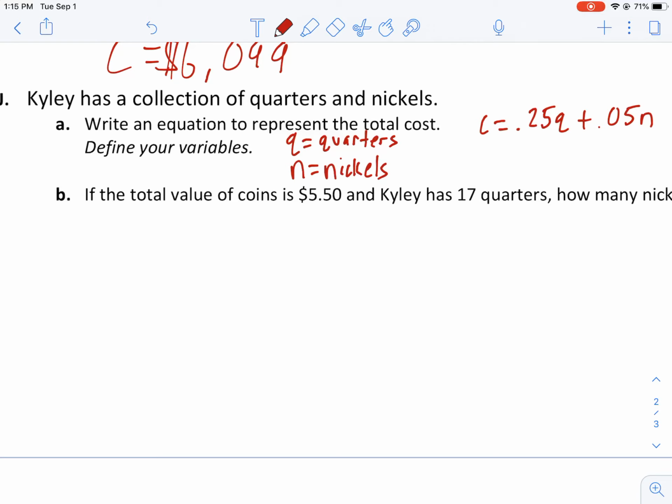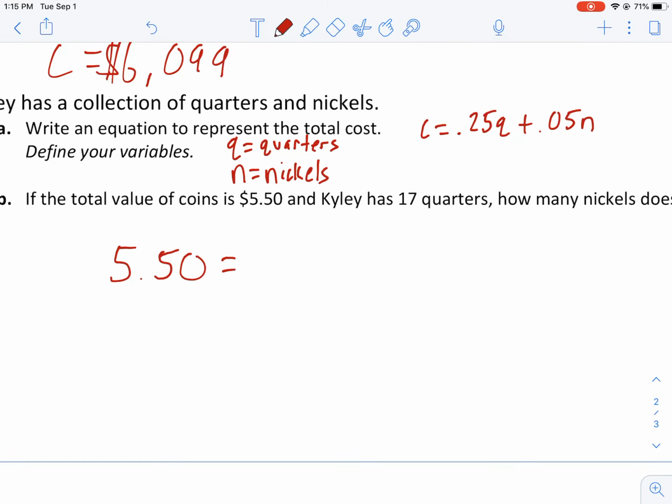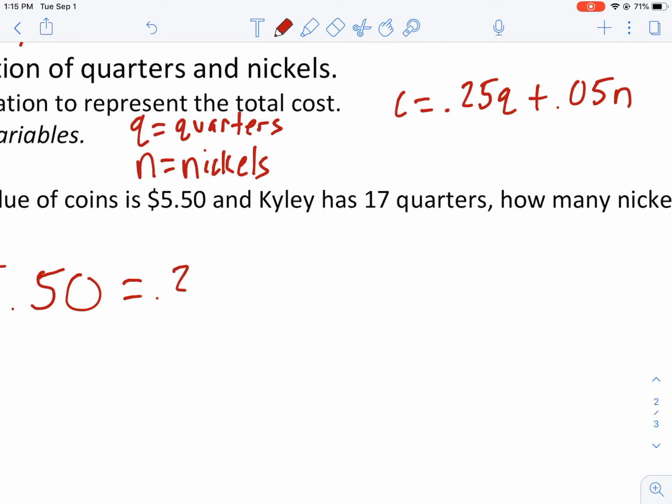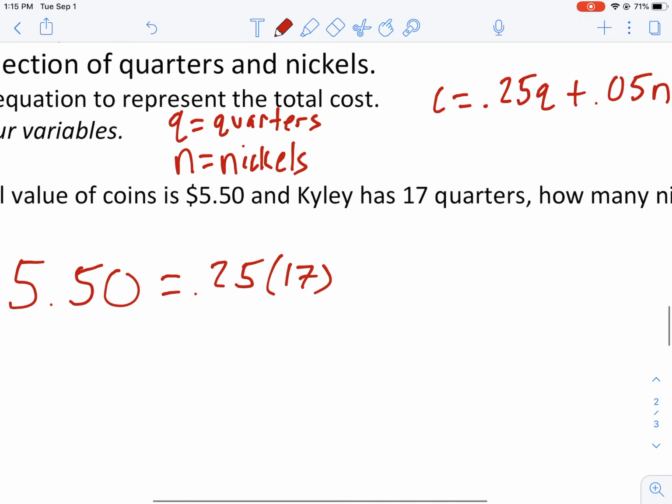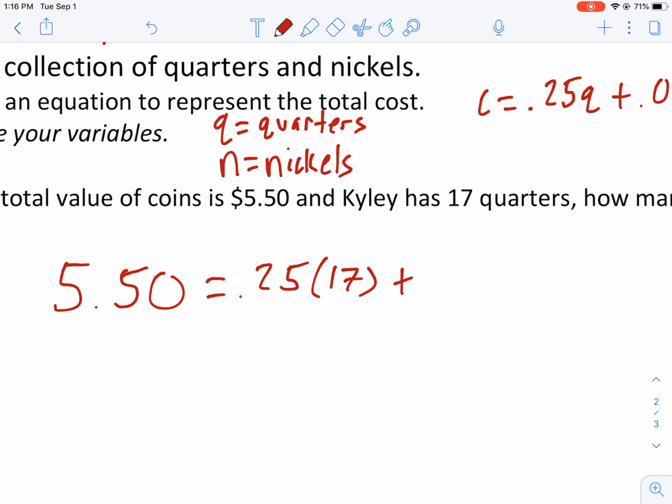This is a little bit different than the problems before. We know that the final answer is going to be $5.50. It also says she has 17 quarters, so we can plug 17 in for Q in our equation. We don't know how many nickels. We want to know how much of that $5.50 is from the quarters. If we multiply 0.25 times 17, that'll give us 4.25.